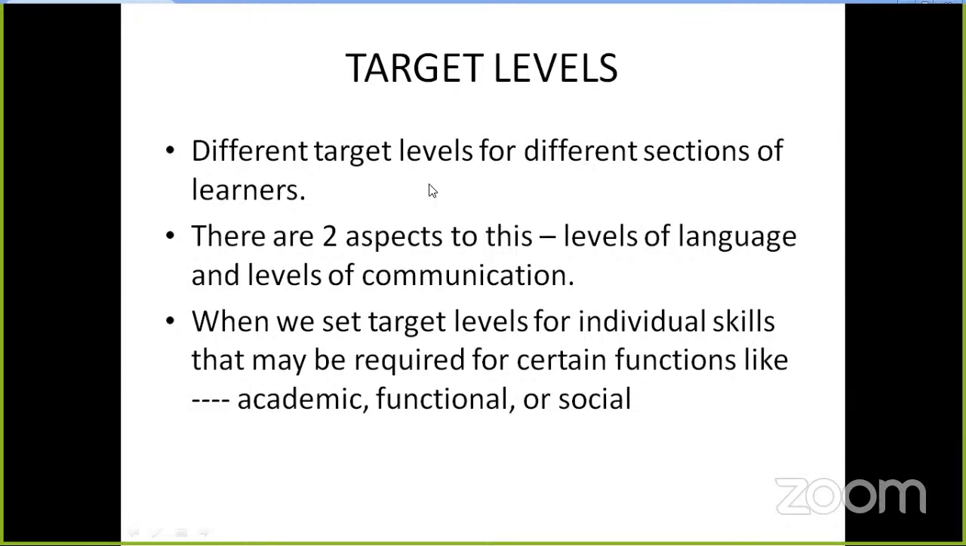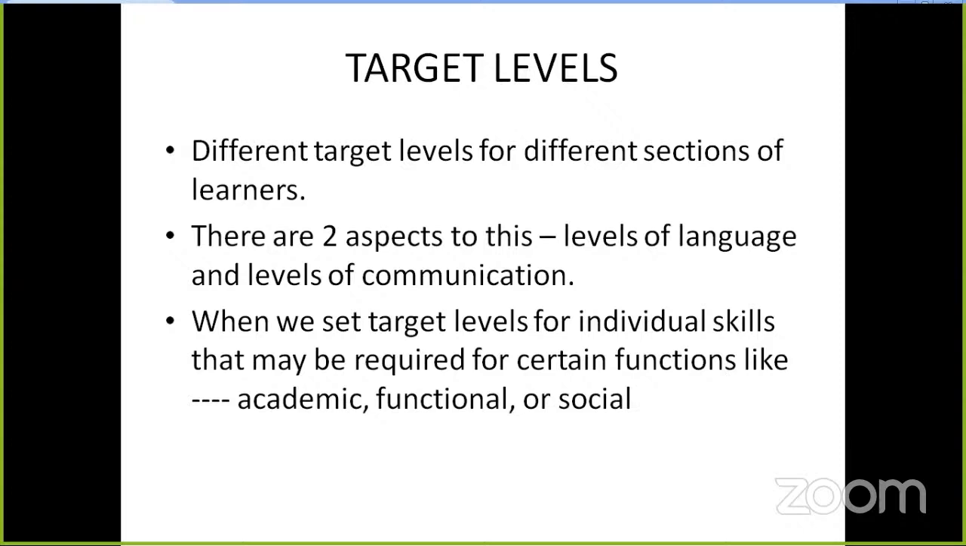I'll try to explain this. What do you mean by different target levels for different sections of learners? For example, the primary level is one section, the secondary level is another section, and higher secondary is another section of the learners, right? So what are the target levels? For the primary section, what they have to understand is the names of things, and how to make a small simple sentence. For example, this is an apple, this is a car, like that. This is the target level for that section of the learners, right?